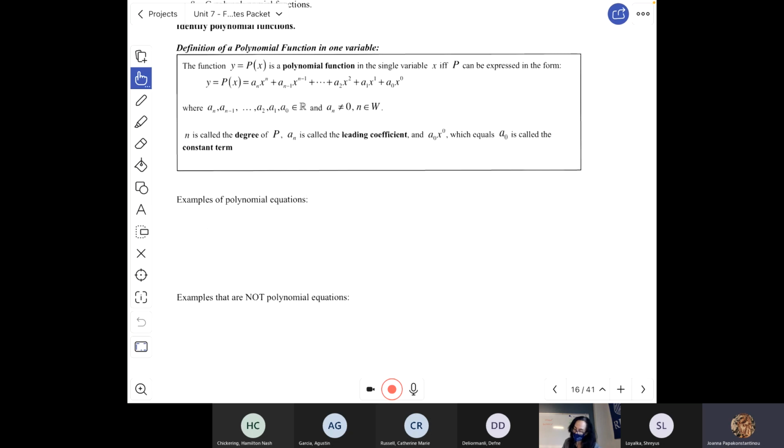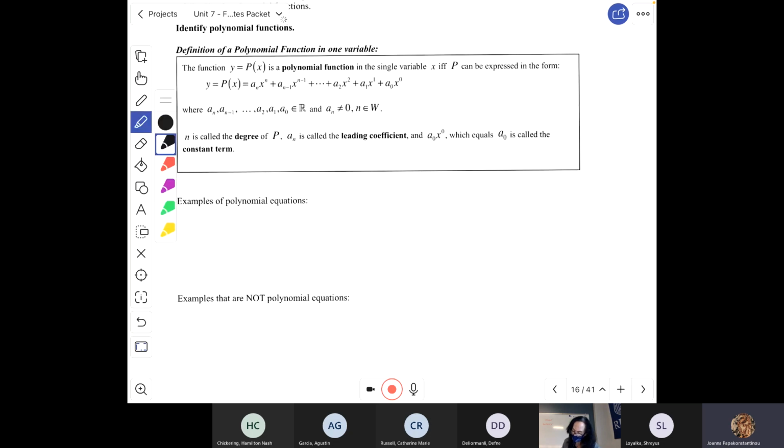Okay, so I have a function. So we're talking about the definition of a polynomial function in one variable. So I'm going to call it p of x, y equals p of x. It's a polynomial function, a single variable x, if and only if it can be expressed in this form. So y is p of x, so p of x equals this. So what does that mean?